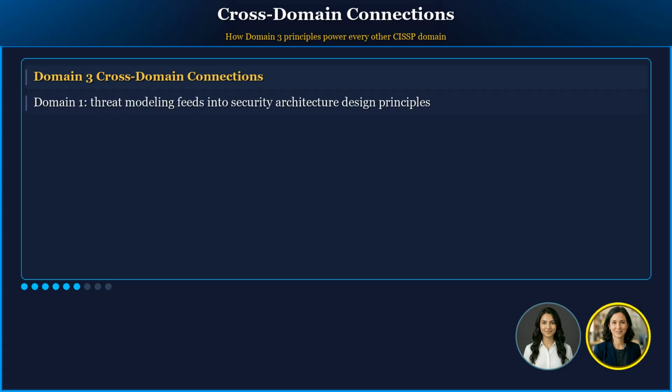Domain 1 threat modeling connects to Domain 3 security architecture. This STRIDE methodology identifies threats. Domain 3 design principles address them. Defense in depth responds to the threat model. Zero trust responds to the assumption that any control will eventually fail.